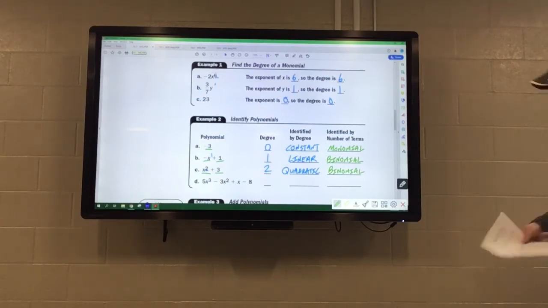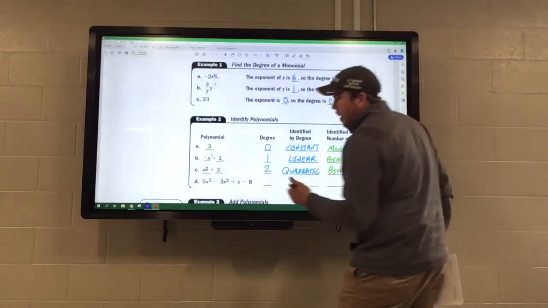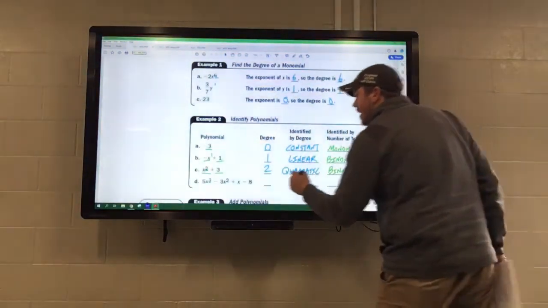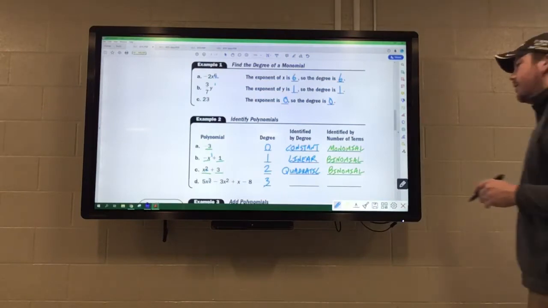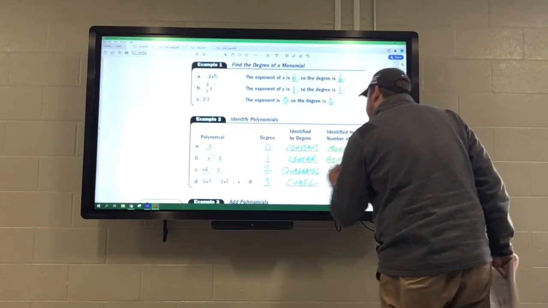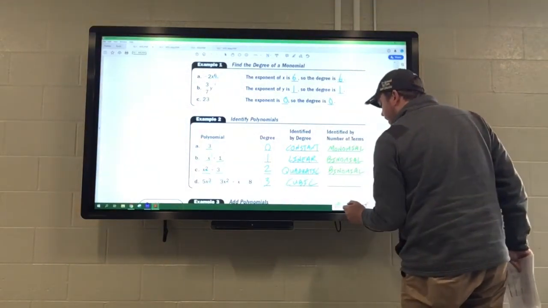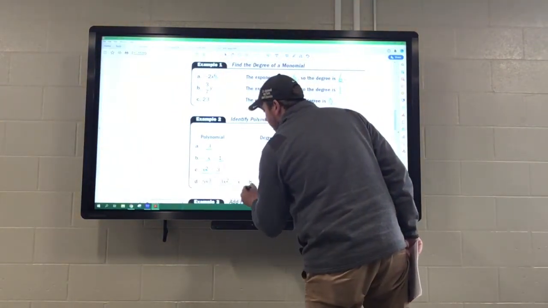And last, part D, again, we look at the biggest exponent. My biggest exponent here is 3, meaning this is a degree 3. When we have degree 3, we call it cubic. All right, so since it's degree 3, we call it cubic. And then when we count the number of terms, we have 4.